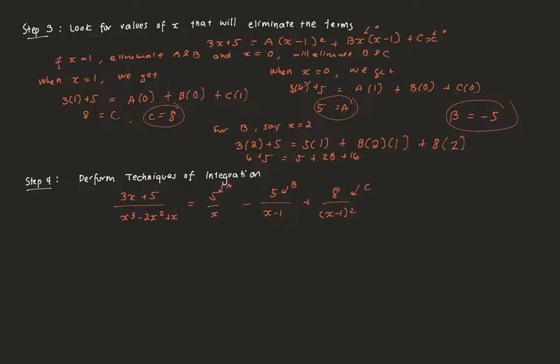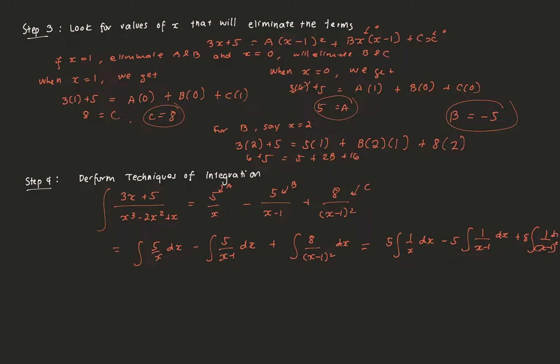So if we want to get the integral of this, then this is just equal to the integral of 5 over x dx minus the integral of 5 over x minus 1 dx plus the integral of 8 over x minus 1 squared dx. Then I can pull things out. So that's going to be 5 integral 1 over x dx minus 5 integral 1 over x minus 1 dx plus 8 integral 1 over x minus 1 squared dx. So I have those. Then I can simplify.